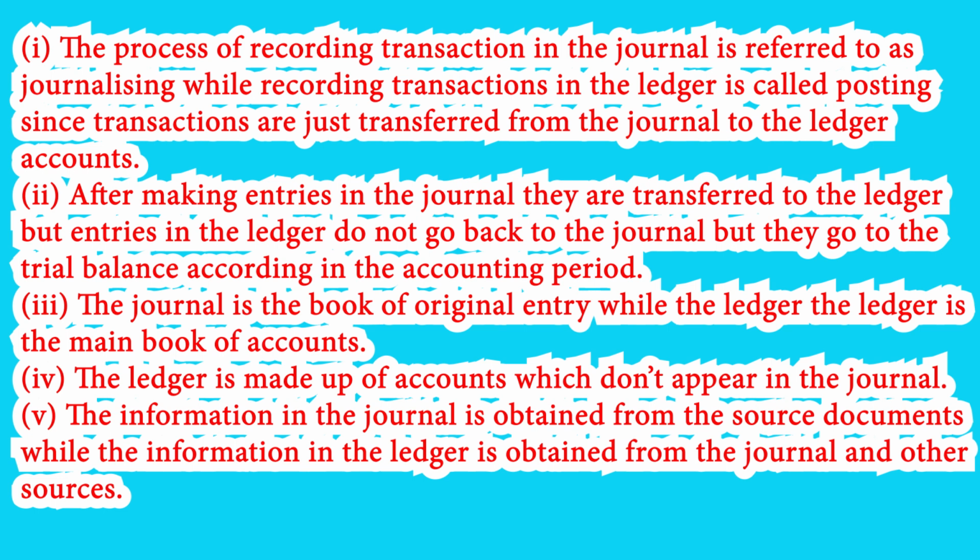Then our third difference: the journal is a book of original entry while the ledger is the main book of accounts. Then the fourth difference: the ledger is the main book of accounts which doesn't appear in the journal. Then the last difference: the information in the journal is obtained from the source documents while the information in the ledger is obtained from the journal and other sources.